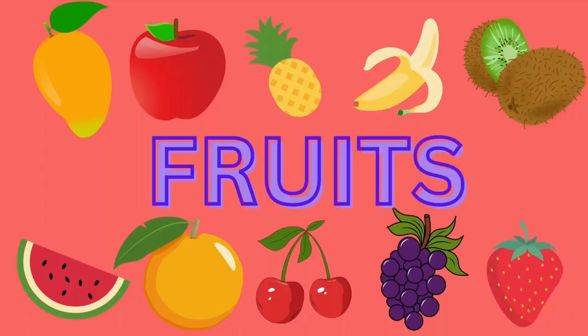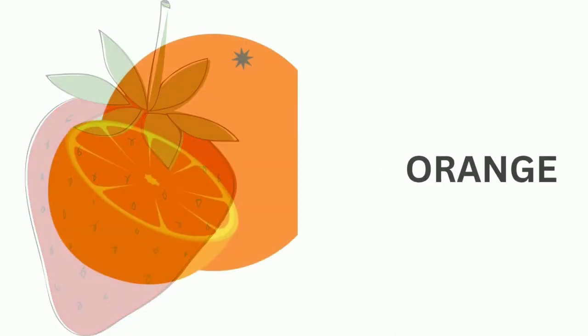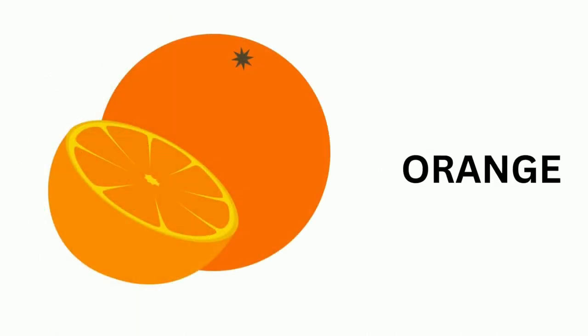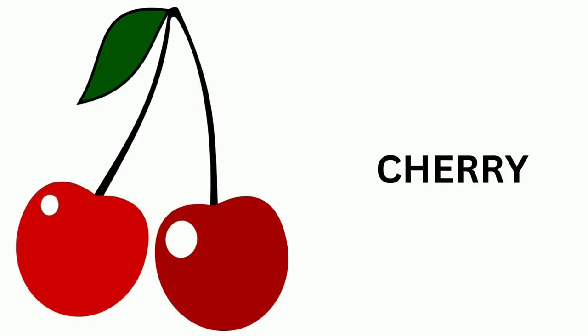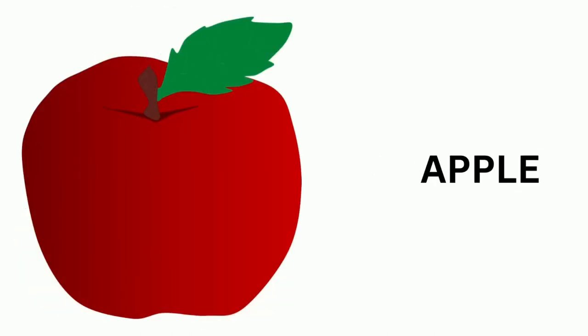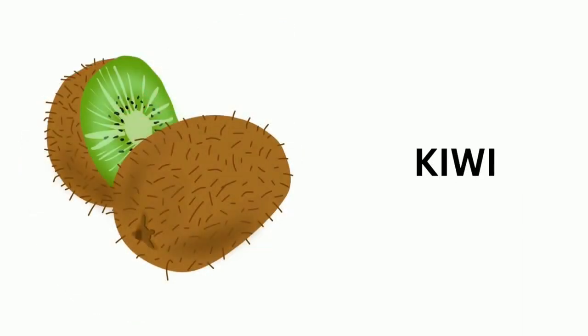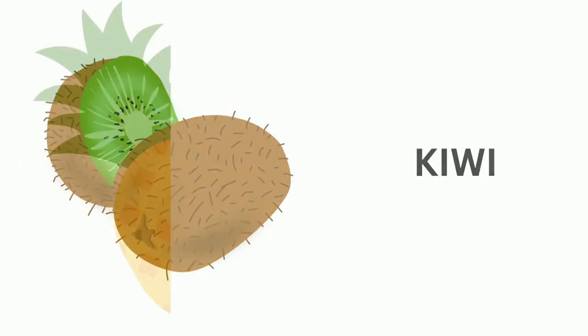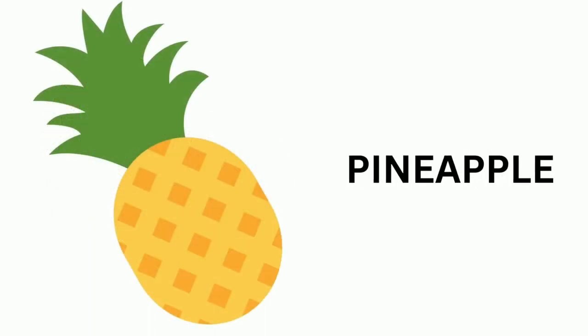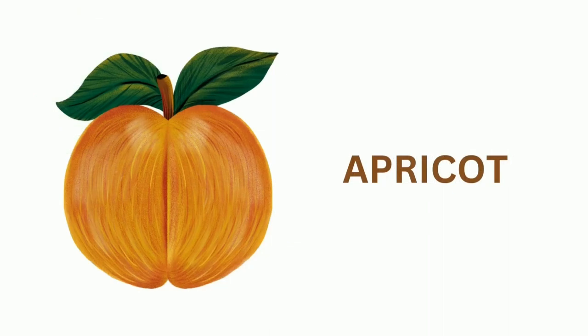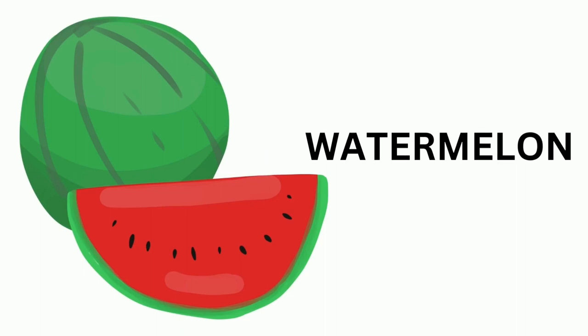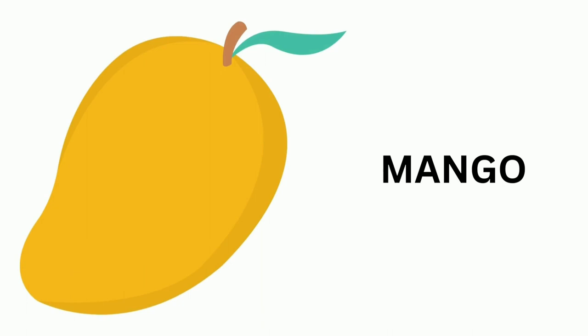Let's learn fruits and their names. Strawberry, strawberry. Orange, orange. Peach, peach. Cherry, cherry. Apple, apple. Kiwi, kiwi. Pineapple, pineapple. Apricot, apricot. Watermelon, watermelon. Mango, mango.